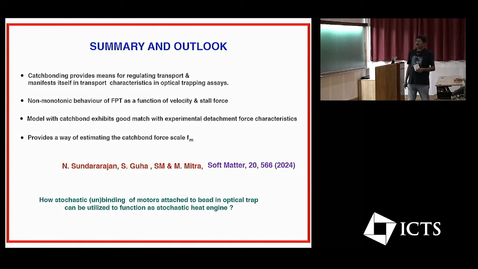So in summary, what I have proposed here is that this catch bonding provides a means for regulating transport, and it manifests itself in these different transport characteristics in optical trap assays. We observe this non-monotonic behavior arising purely due to the catch bond, and it seems to match well with the experiments. It also provides a means of estimating the catch bond force scale. This is something we are in the process of doing in future. I'll stop here and would be happy to take your questions. Thank you for your attention.